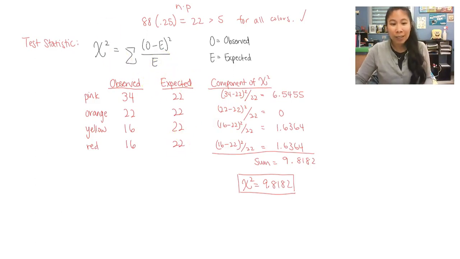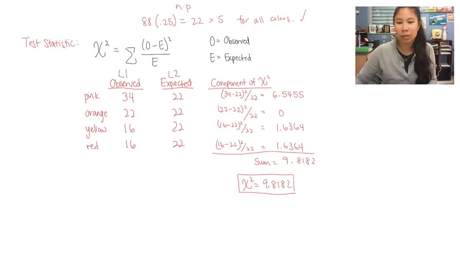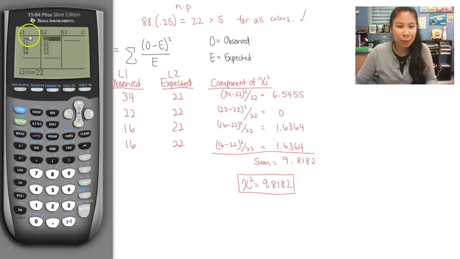So in the calculator, the easiest way to do this is to put all of your observed values in L1 as a list and all of your expected values into L2 as a list. So here I have L1 are all my observed values, L2 are all my expected values. To calculate each of these components quickly, I can do that in L3. So if you scroll all the way up to the top, you can type in O minus E divided by E, except instead of O and E, we're using L1 and L2.